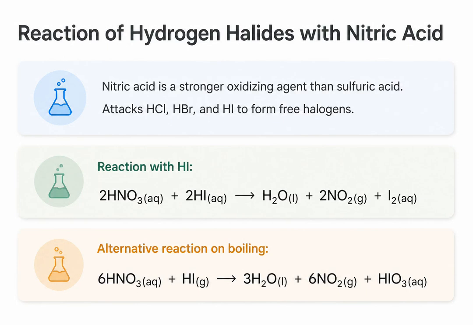Nitric acid sits between sulfuric acid and potassium manganate 7 in terms of oxidizing strength. It successfully attacks hydrogen chloride, bromide, and iodide, oxidizing them to chlorine, bromine, and iodine respectively. When concentrated nitric acid reacts with hydrogen iodide, the nitric acid is reduced to nitrogen dioxide, a brown gas. Interestingly, if we boil the mixture, the oxidation can go even further, converting the iodide ions all the way into iodine 5 ions, forming iodic acid.